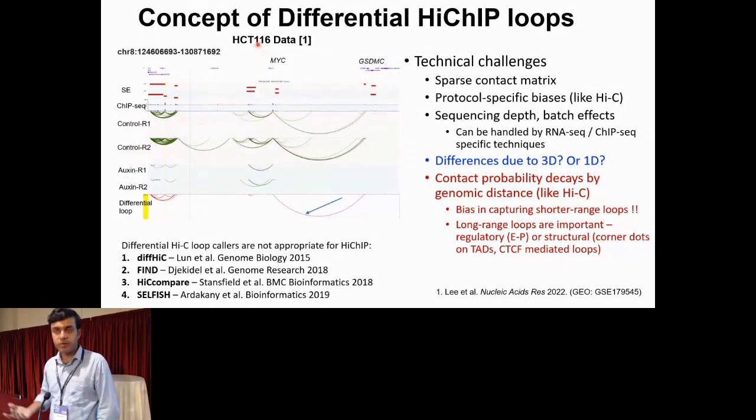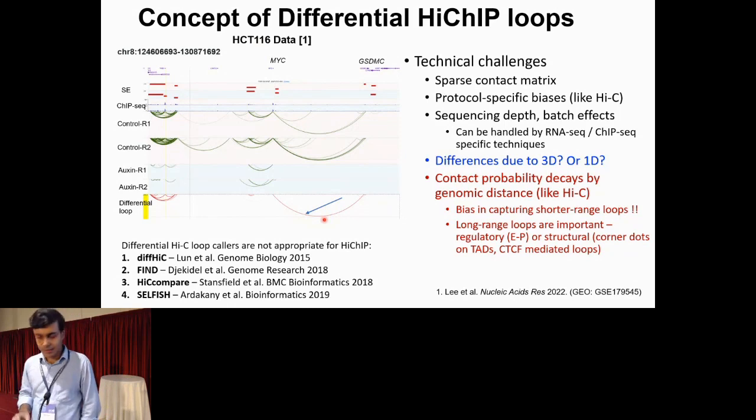So this is from colorectal cancer data, which was published recently. And you can see this red colored one is the differential loop, an example loop which was validated in that paper. So there are lots of HiC specific differential loop callers, as you can see from the list, but none of them are actually applicable directly to the HiChIP settings.